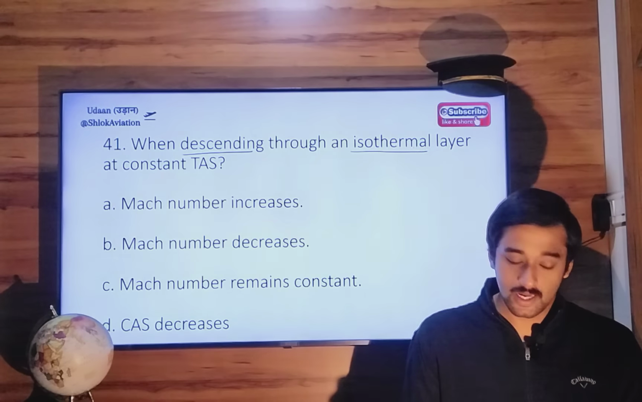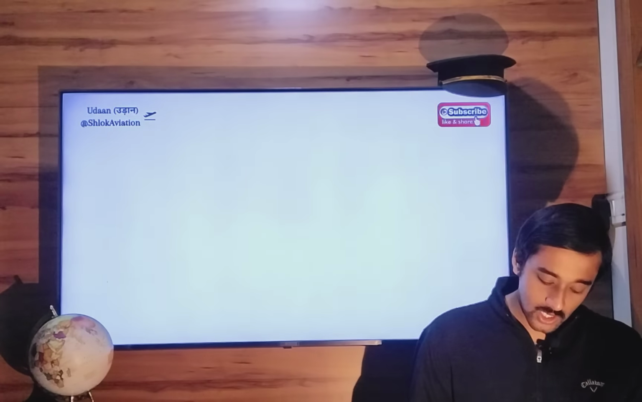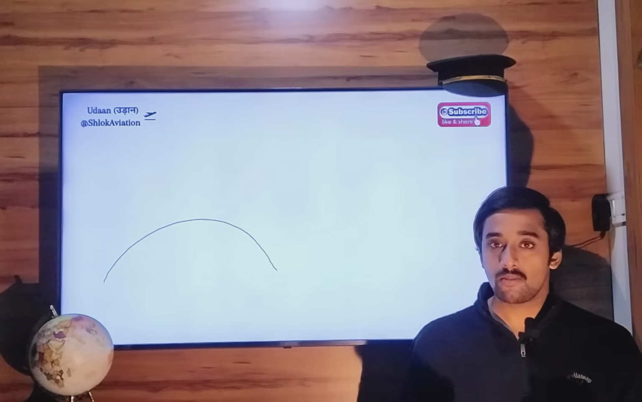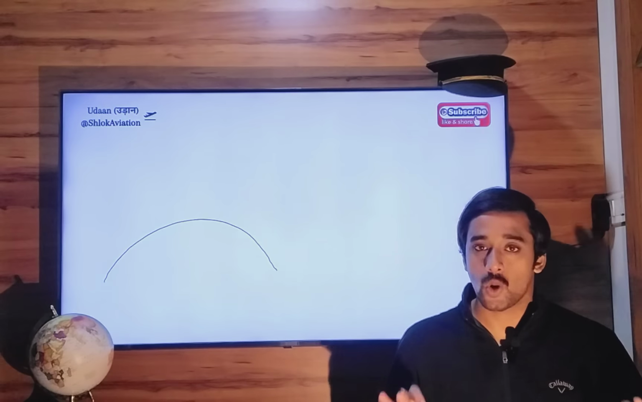through an isothermal layer at constant true airspeed. Now what is an isothermal layer? Let's say this is your Earth's surface. An isothermal layer is a layer of constant atmospheric pressure. That means temperature is neither increasing nor decreasing, it's stable, it's constant.